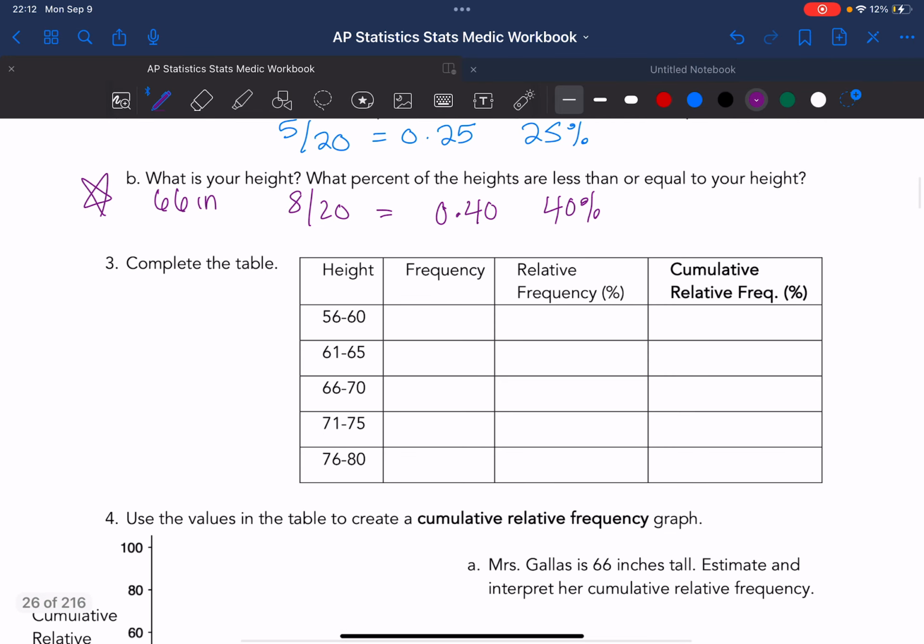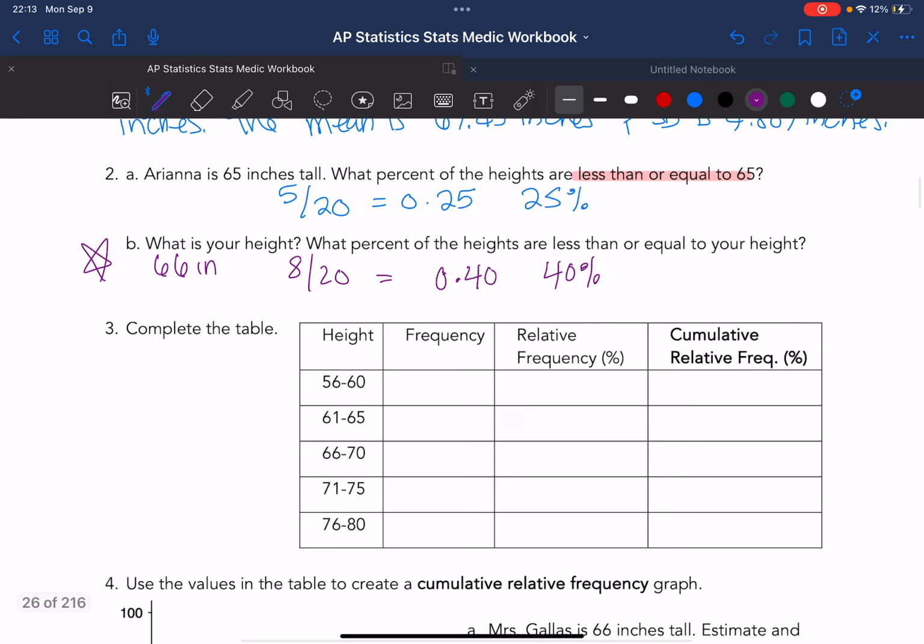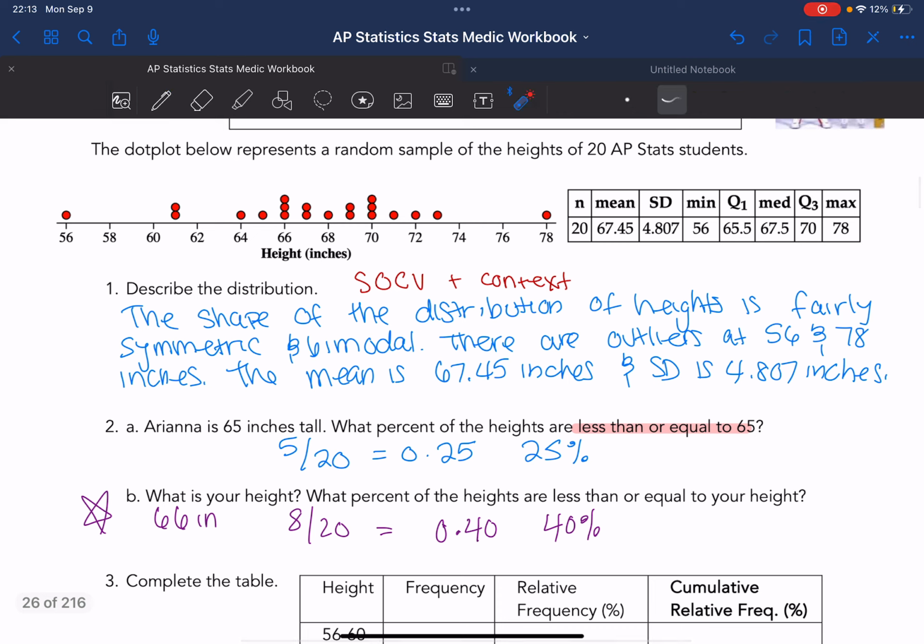Okay, then it wants us to complete the table. So completing the table, one moment. Okay, so completing the table, what we're going to do is we are going to find the frequency of each of these heights. So for example, from 56 to 60. Okay, so 56 to 60. Here's 60, here's 56. There's only one height there, so I'm going to write 1.